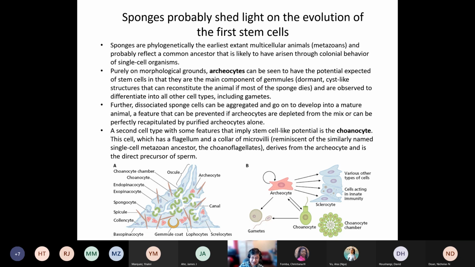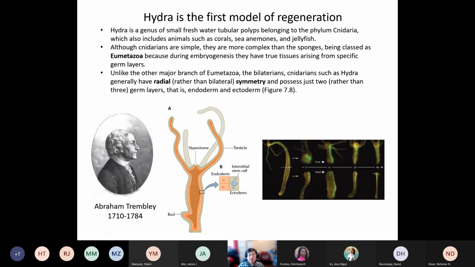Even for this simple metazoan, you have stem cells involved in their regeneration. The stem cells here are considered to be the earliest stem cells in terms of evolution. Then, moving on, we described the regeneration in hydra. The hydra starts to have germ layers. The 2 germ layers, ectoderm and endoderm, give rise to the 2 cell layers here.